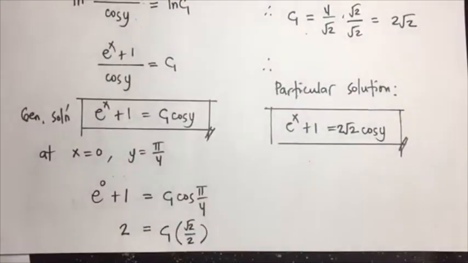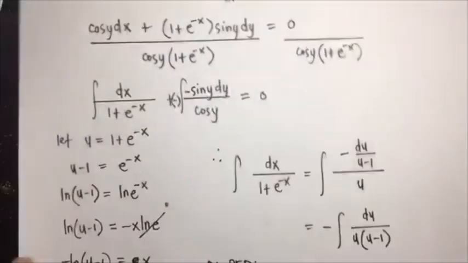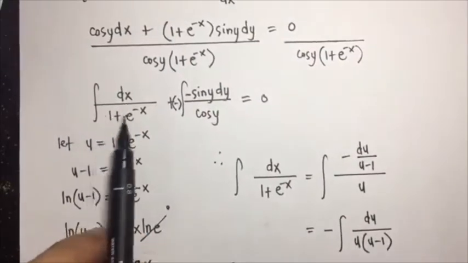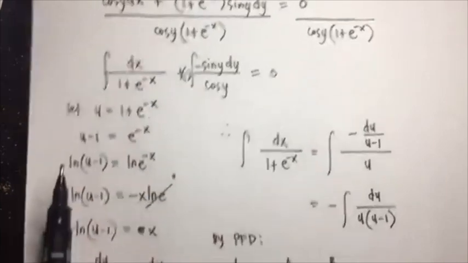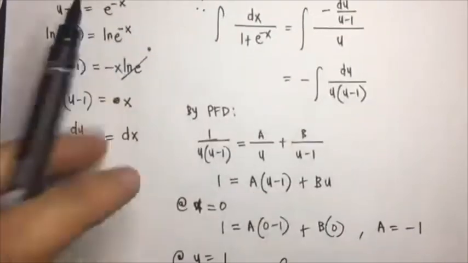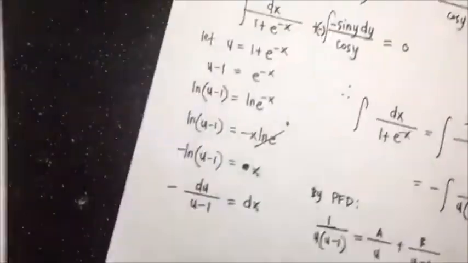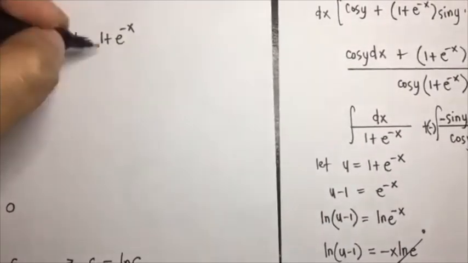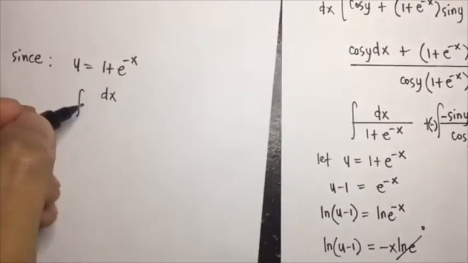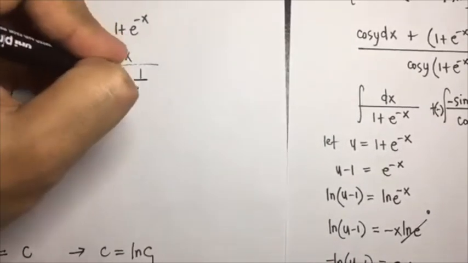This problem was very lengthy in solution because we haven't realized that we can rewrite this one into 1 plus 1 over e to the x. If we had realized that earlier, we could have avoided this long method. Let me just illustrate. I'll just write here. If we rewrite that as dx over 1 plus 1 over e to the x.